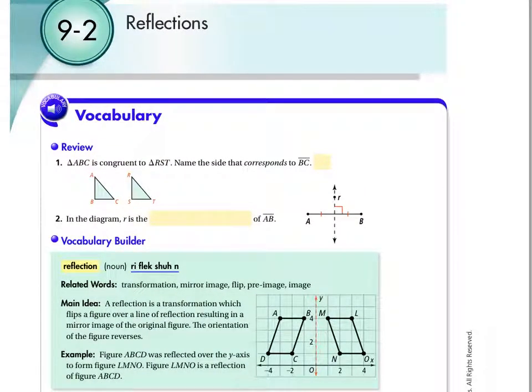All right, so let's look at the review questions. So if you will, answer questions 1 and 2.